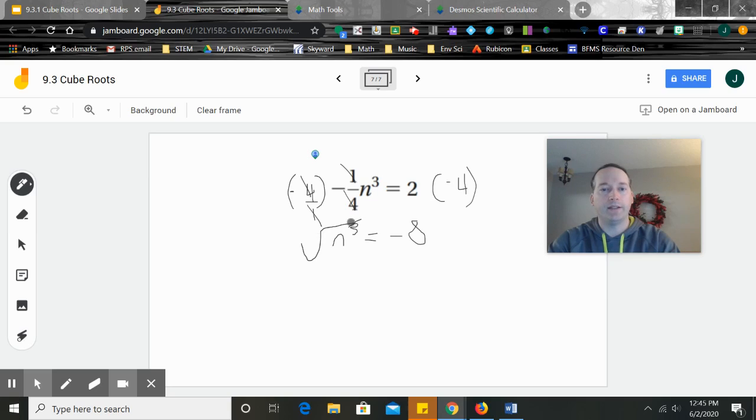So now to find what n is, I need to take the cube root of both sides. So the cube root of n cubed is n. The cube root of -8 is -2.